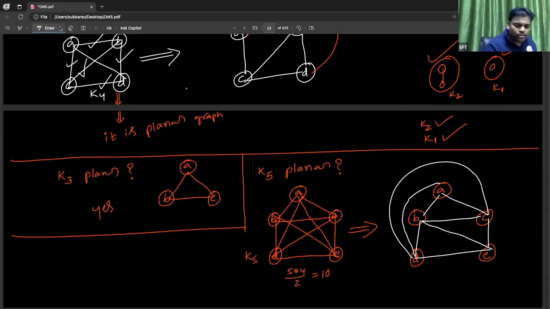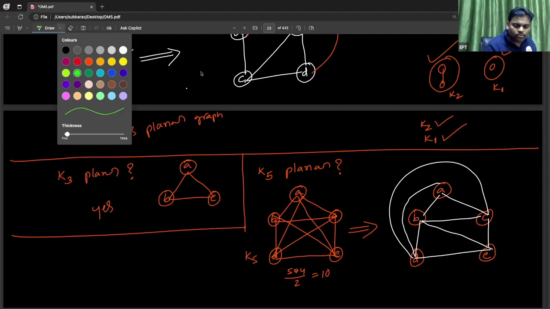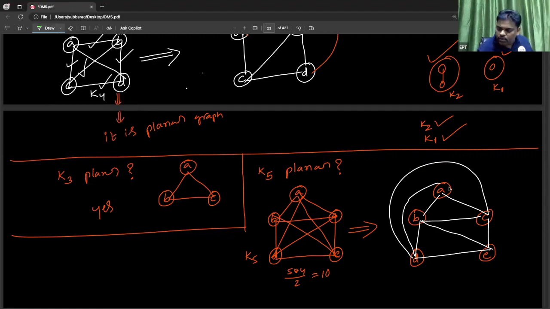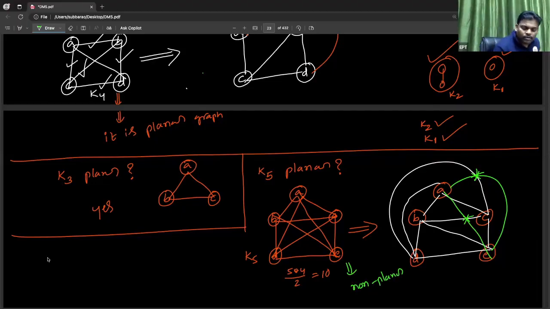So I will use another color. If I want to go like this, here is a crossing. So what is the answer? It is non-planar. Remember everyone.